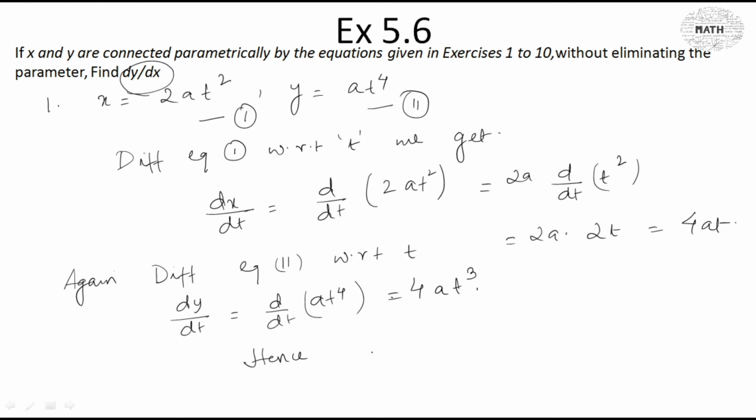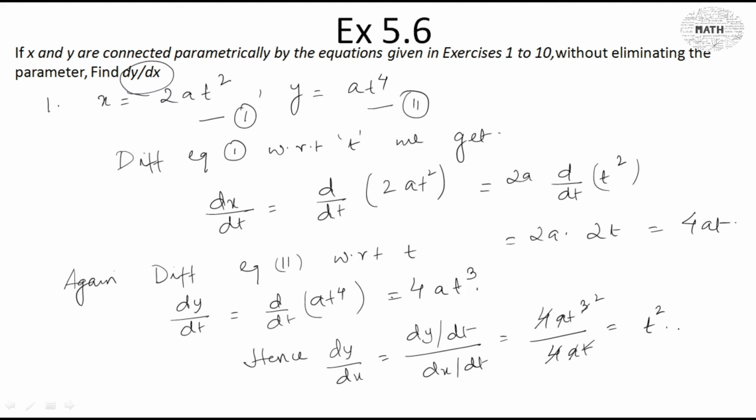The question says find dy by dx. So dy by dx is nothing more than dy by dt divided by dx by dt. Your dy by dt you got to be 4at cubed divided by 4at. So I can cancel 4a and t, leaving t square. So the answer is t square. Pause the video and check nicely once again. I hope you're clear with this one.